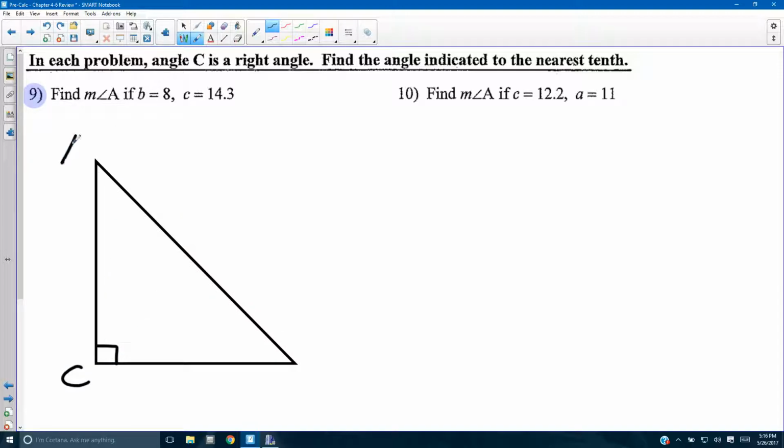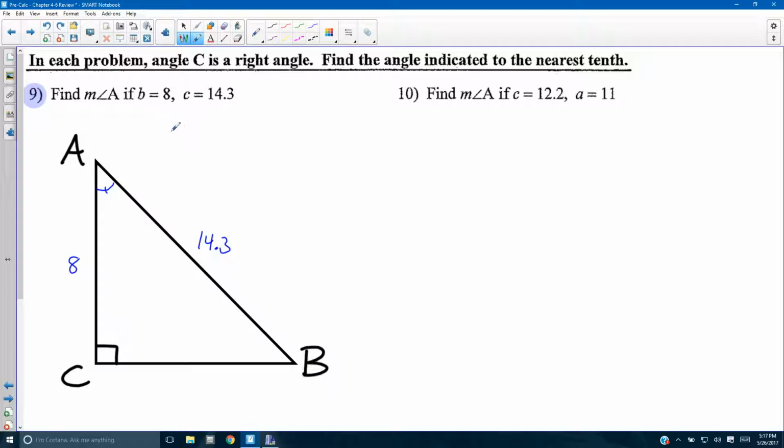Here's C. Let's give ourselves A, because we're going to find A, and here's a lowercase b, that's referring to a side length. So assume the angle opposite is a capital B. We're looking at triangle ABC. C is the right angle, which means opposite big C is little c, which is the hypotenuse of 14.3 units. And b is 8 units right here. So what we're looking for is the measure of angle A, this angle right here.